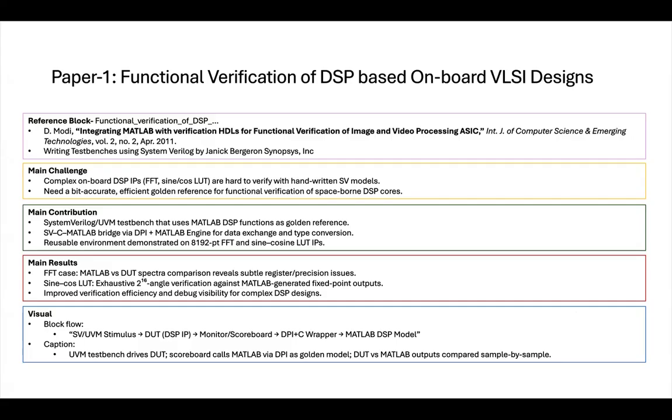They demonstrate this on 2 real space-borne IPs. For the 8192-point FFT, overlaying the DUT spectrum with MATLAB's reveals subtle precision and register length effects that would be hard to spot otherwise. For the sine cosine LUT, they can literally sweep all 2 to the power 16 possible input angles and verify that every 10-bit fixed point output matches MATLAB. The takeaway you can emphasize is that this flow reuses trusted MATLAB models, reduces the effort to build checkers, and gives much better visibility into DSP behavior, while still fitting cleanly into a standard UVM verification environment.